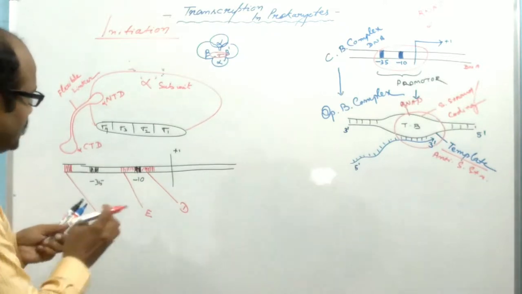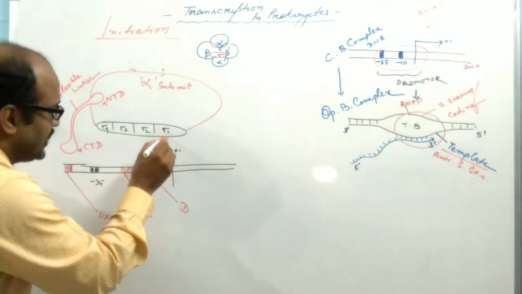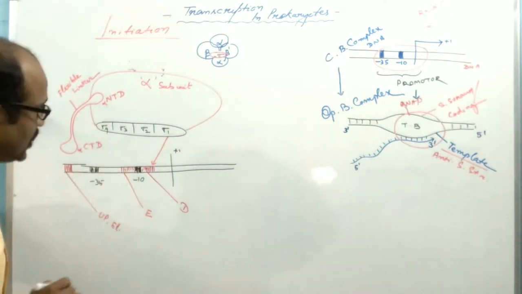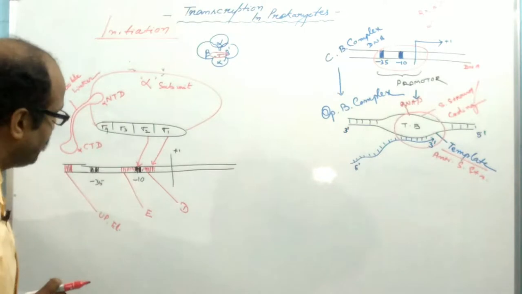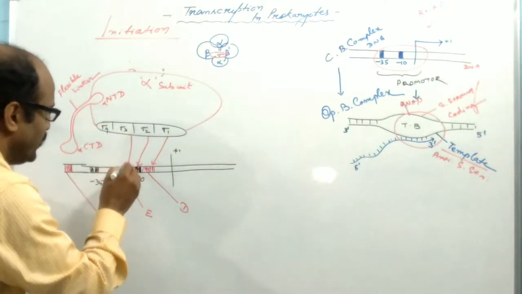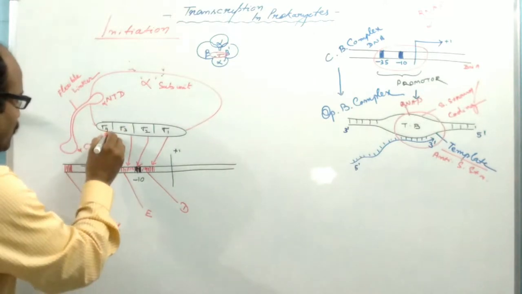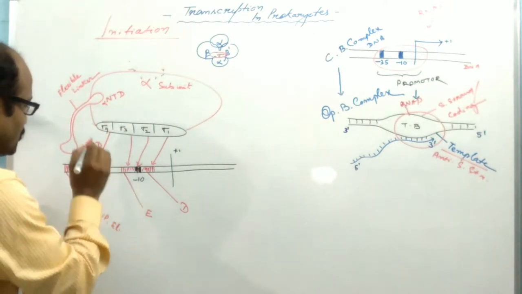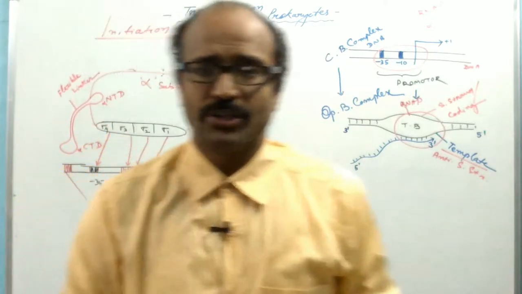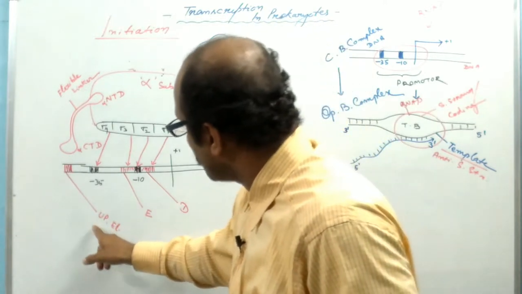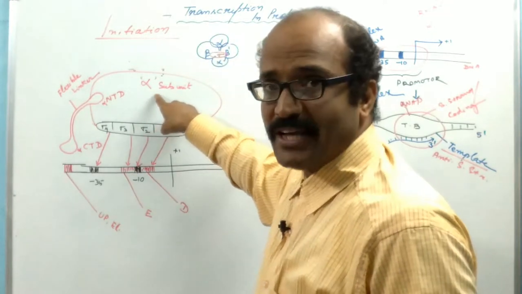So here, sigma region 1 recognizes the discriminator region. Sigma region 2 recognizes the -10 element. Sigma region 3 recognizes the extended element. Sigma region 4 recognizes the -35 element. But the sigma factor does not recognize the upstream element. This upstream element is actually recognized by the alpha subunit.